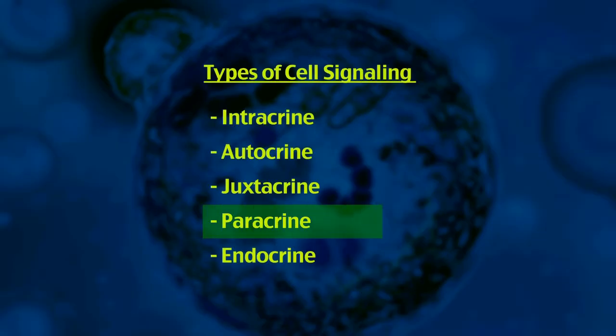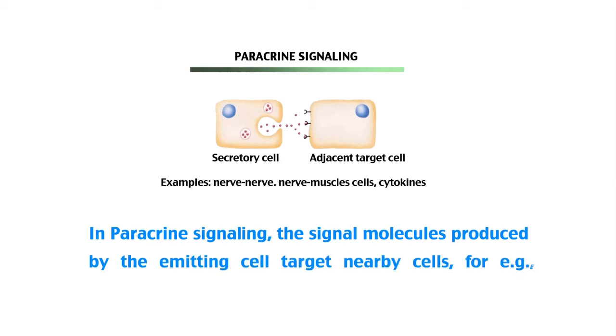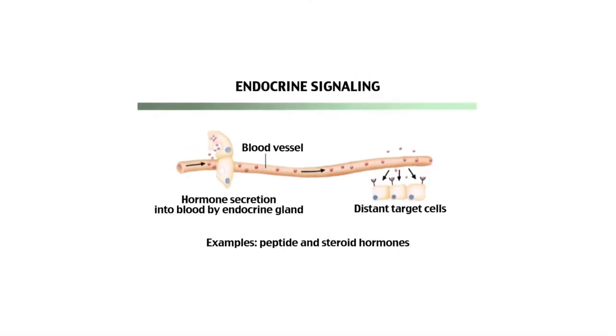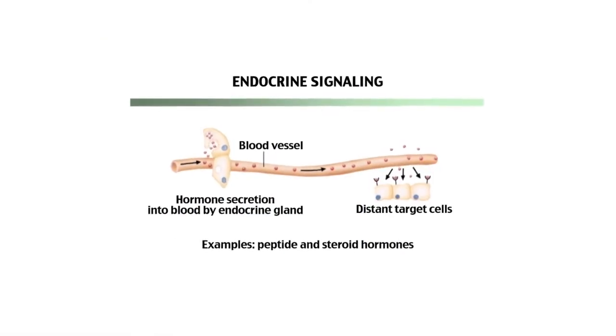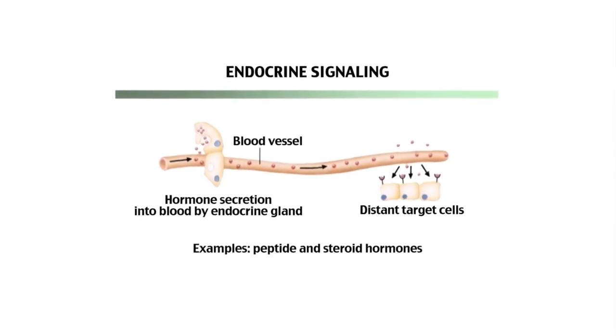The next is paracrine signaling. In paracrine signaling, the signal molecules produced by the emitting cell target nearby cells, for example the neurotransmitters. The next one is endocrine signaling. The endocrine cells produce hormones that target distant cells by traveling through the blood.